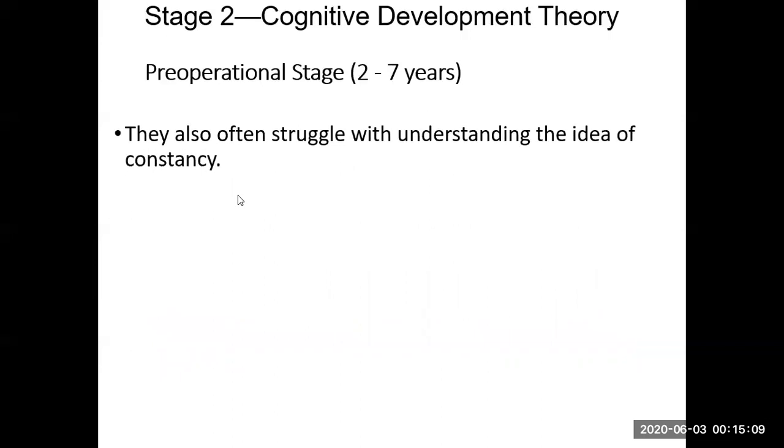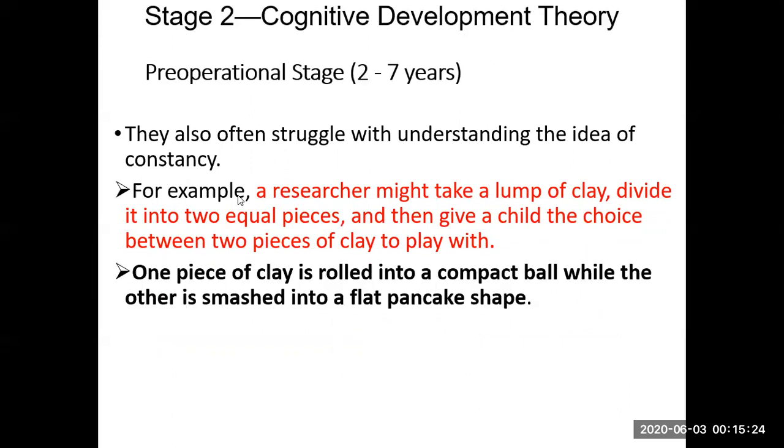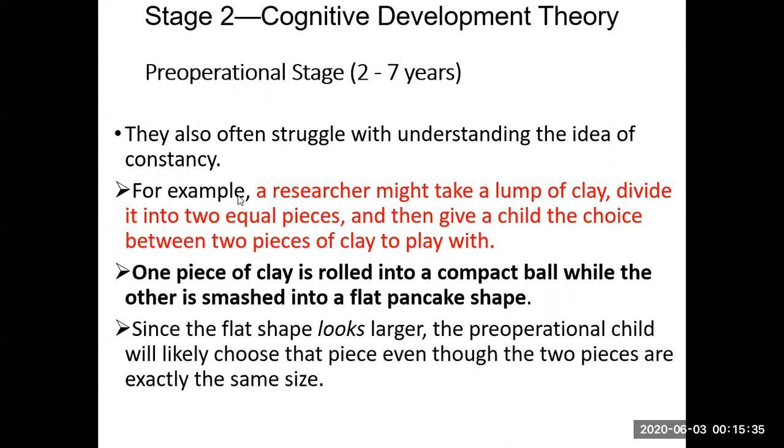They also often struggle with understanding the idea of consistency. For example, a researcher might take a lump of clay, divide it into two equal pieces, and then give a child the choice of which one he wants to take. One piece of clay is rolled into a compact ball, while the other is smashed into a flat pancake shape. Since the flat shape looks larger, a child usually chooses that because they don't understand that the two clays are exactly the same size. They just choose which one is larger and which one is smaller.